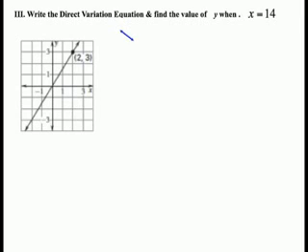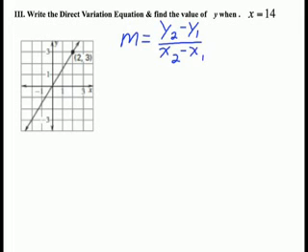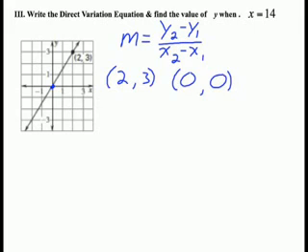Now we have to write a direct variation equation and find the value of y when x equals 14. So the first thing we have to do is find the slope of this line. And slope equals y2 minus y1 over x2 minus x1. So now we already have one point on the line, 2, 3. We have to identify a second point on the line. So if we look at the graph, we have to find out what another point is. And well, the graph crosses at the origin, so that would be 0, 0. So now we have 2 points. Now we can find our slope.